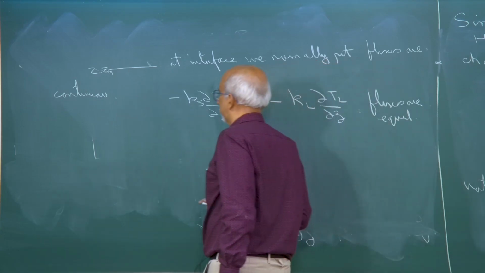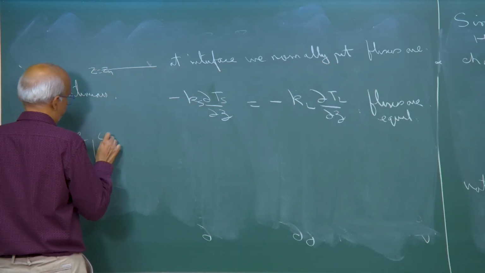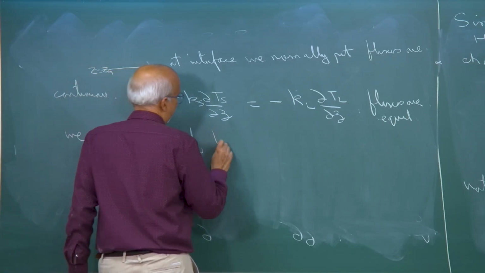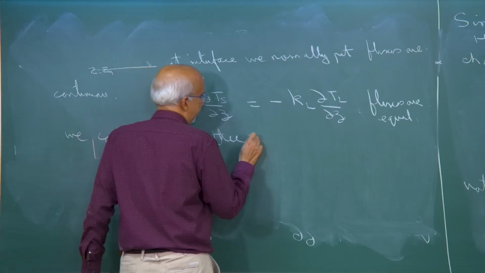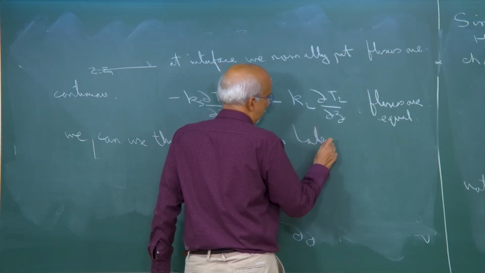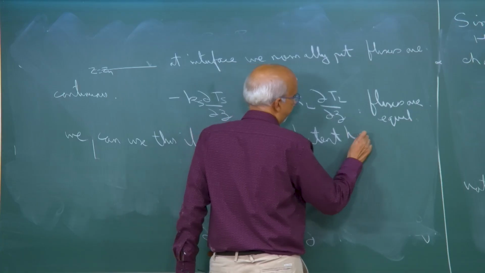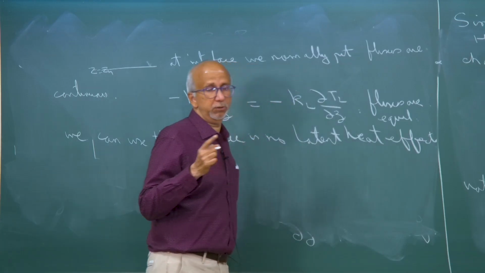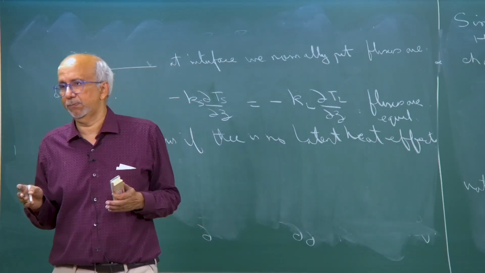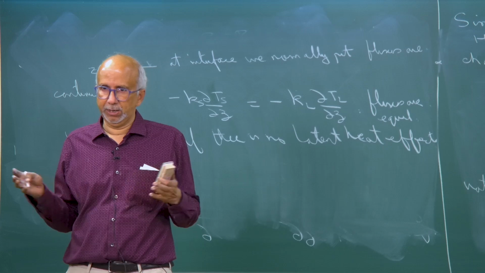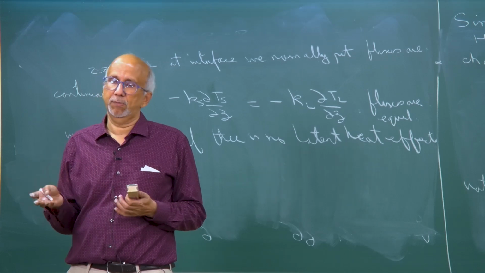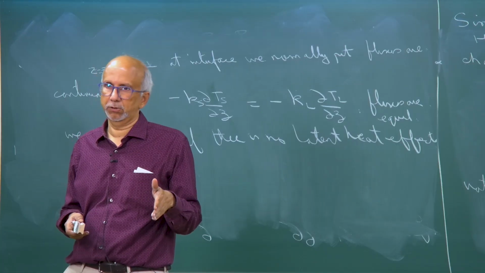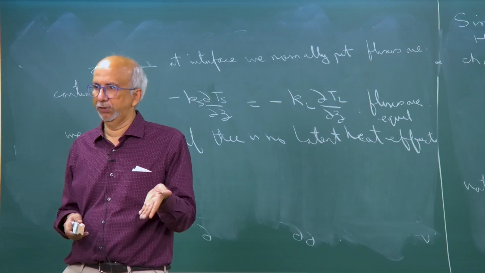I can use this if there is no latent heat effects. And this is what you have done when you talked about the composite slab problem. You will say the temperatures are equal and you will say the fluxes are equal. In the composite slab problem, the temperature is also unknown. Temperature is unknown, fluxes are unknown. Okay. Here the temperature is fixed, it is the melting point.